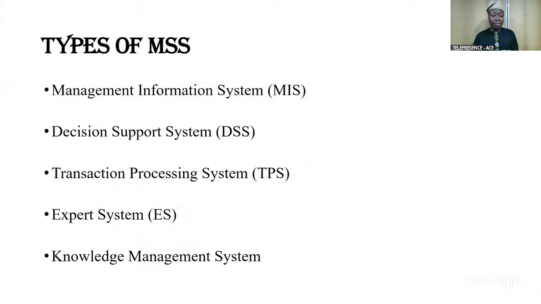We have types of MSS, management support system. Management support system is of different types. So I'll be talking about the following: management information system, MIS. And most universities, even our university, have a management information system, MIS. Then decision support system, DSS, transaction processing system, expert system, knowledge system. These are the types of management support system I will be talking about.